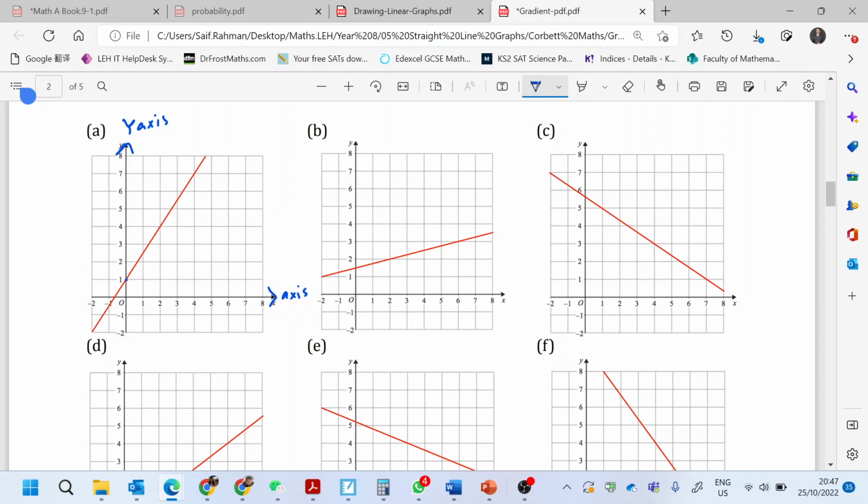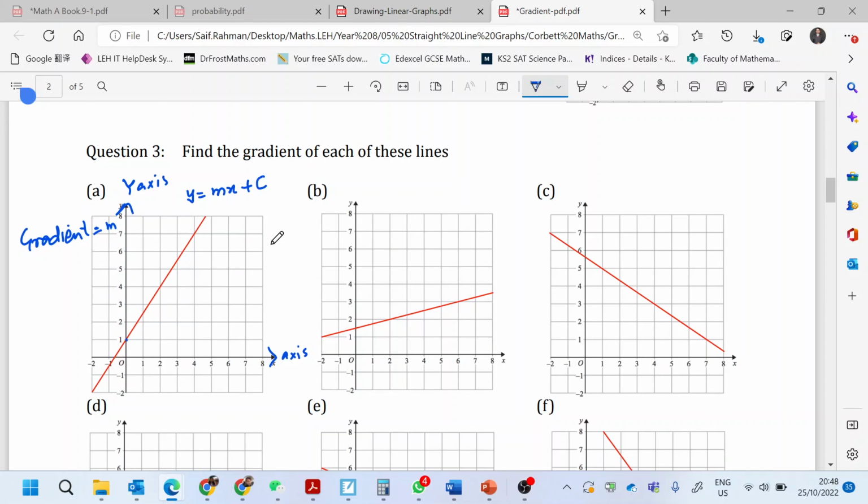If we have to find the equation of this line, how can we find it? The equation of a straight line is y equals mx plus c. Here the m is basically the gradient, the slope of a line. It indicates how steep a line is. If the gradient is more, the line will be more steep, and if the gradient is less, the line will be less steep.